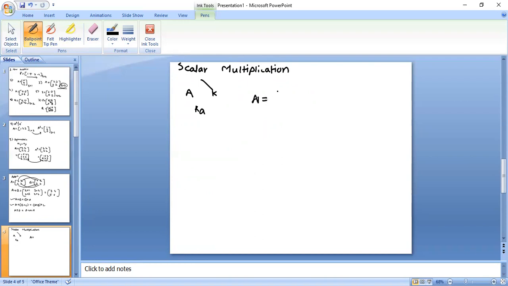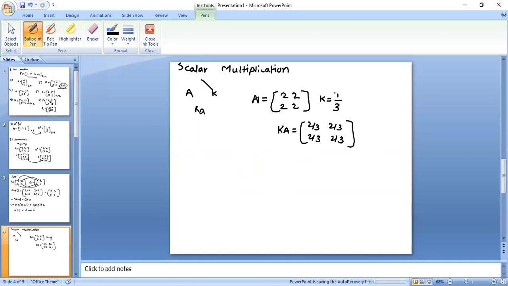So if A is given as 2, 2, 2, 2, and the k value is equal to 1 by 3, then what is the value of kA? It equals 2 by 3, 2 by 3, 2 by 3, and here is also 2 by 3. That is, we have multiplied the given matrix with the real number 1 by 3. Okay. So this is scalar multiplication.